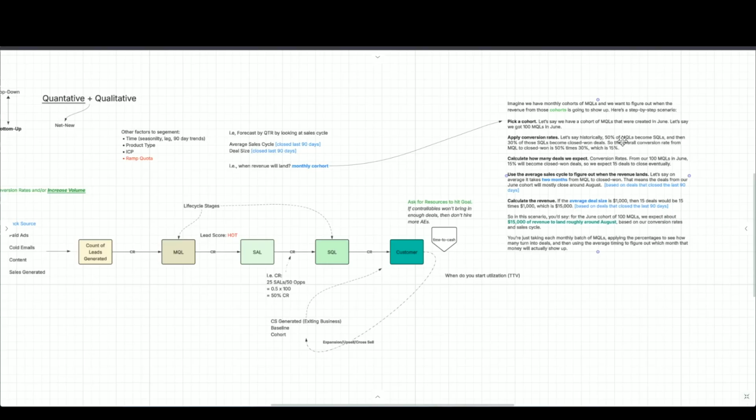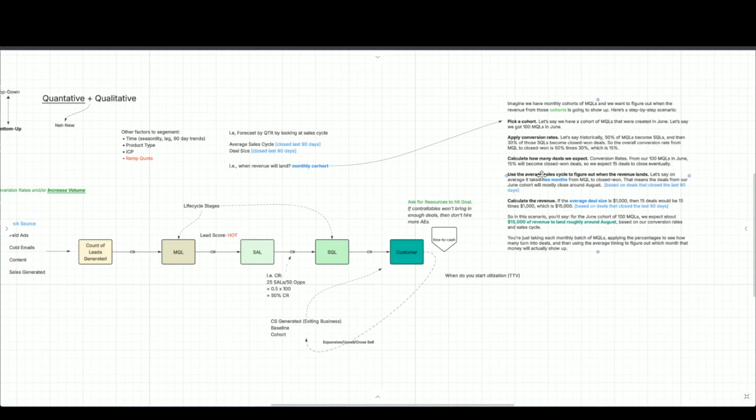So let's say historically 50% of the MQLs became SQLs, and then 30% of those SQLs became close won deals. So the overall conversion rate from MQL to close won, which is a customer, is 50% times 30%, which is a 15% close won rate, okay, for anything that hit the pipeline. Now you want to calculate how many deals we expect. So the conversion rate from our 100 MQLs in June is 15% and became close won, so we expect 15 deals to close eventually. So we had 100 right here, and then we expect 15% to close, which just gives us 15 deals.